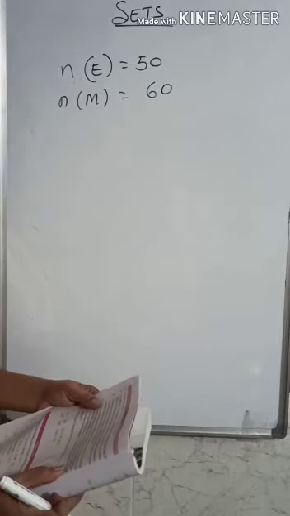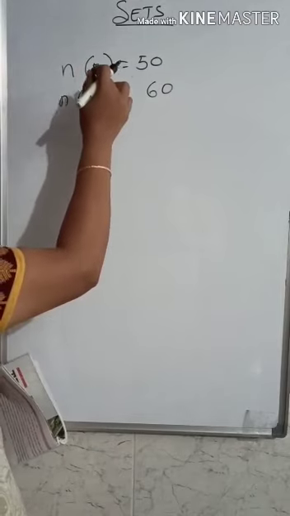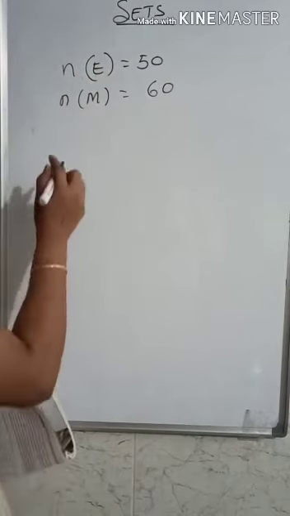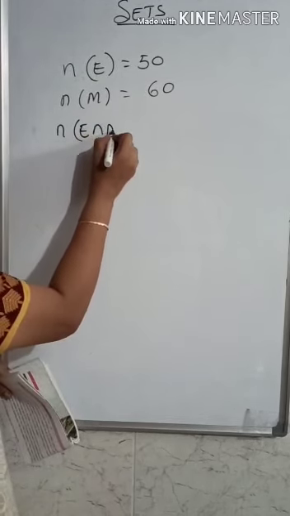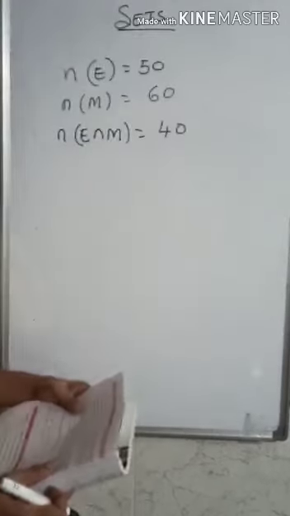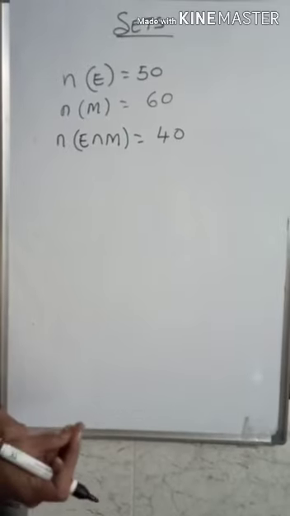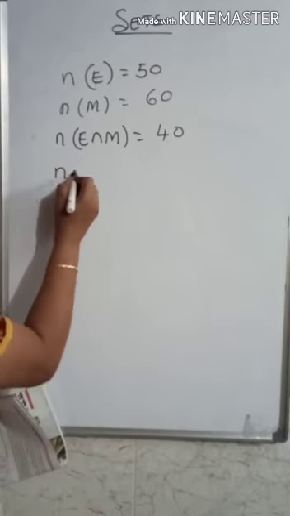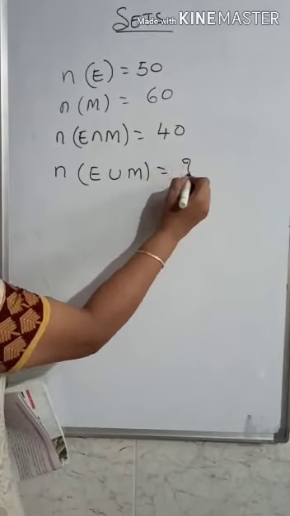Further, they have told that 40 students passed in both the subjects. In both the subjects, if the student has passed in both the subject, it represents the intersection of the set. So you write it as n of E intersection M is equal to 40. And further, they have told you to find out the number of students who have passed either in English or in mathematics or in both of the subjects, and that represents n of E union M. So that is what you have to find out.